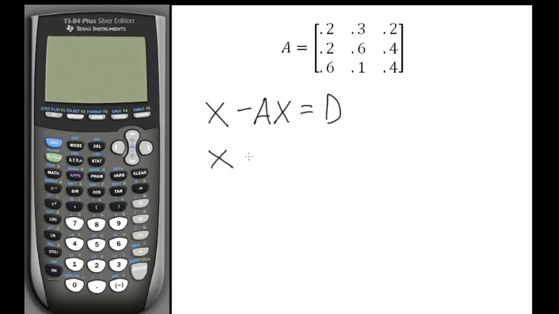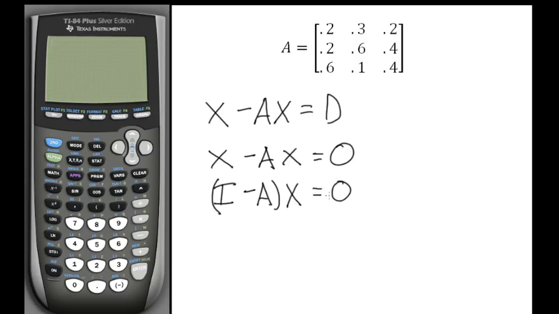Now in a closed system, everything that we make is consumed in the process. So when we subtract x minus ax, we're going to end up with 0, because 0 is what's left over if everything is consumed. To simplify this equation, we factor out an x, since both of these terms have an x. That leaves us with I minus A. Since the x is on the right-hand side of the A, it goes on the right-hand side here, and that equals 0. This is the equation we use for a closed system input-output model.